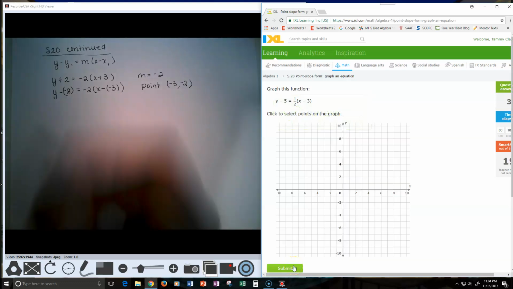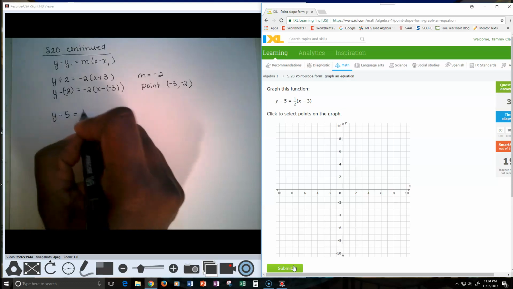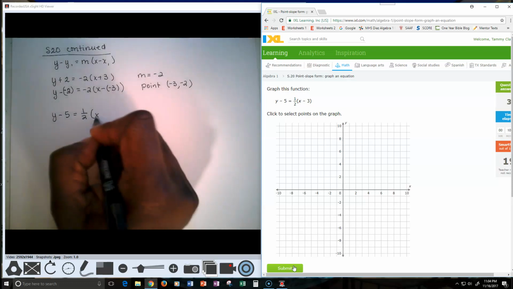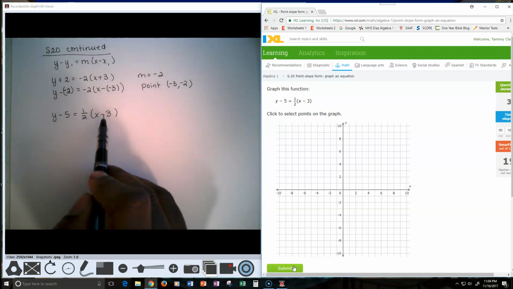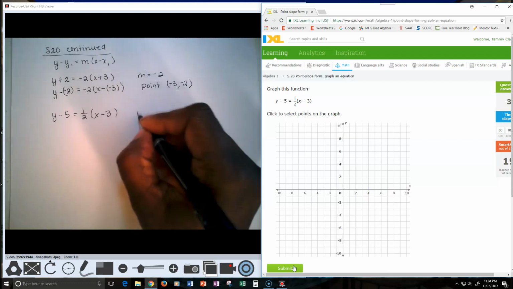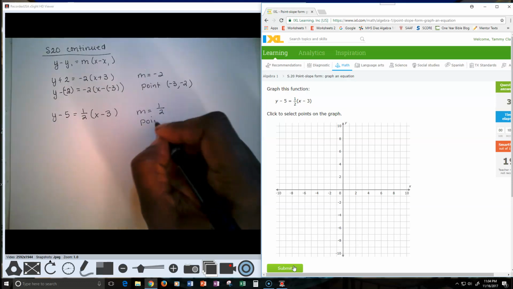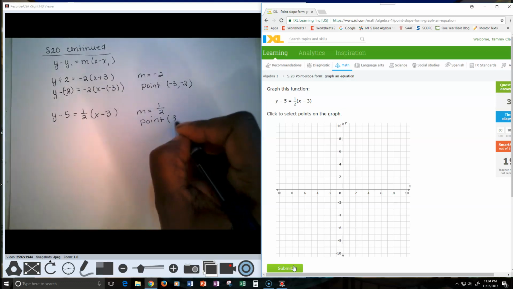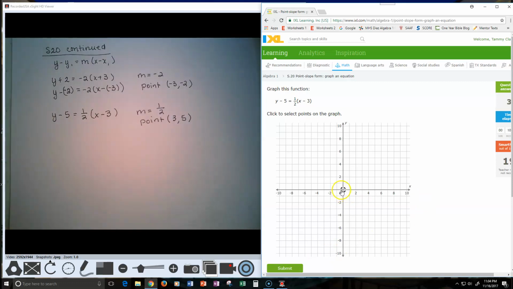Let's do one more. So on this one we have y minus 5 is equal to 1/2 x minus 3. Well, we didn't have to do anything to this because it already looks like our formula. So our slope is 1/2. And our point is 3, 5. So let's go over to the right 3 and up 5.